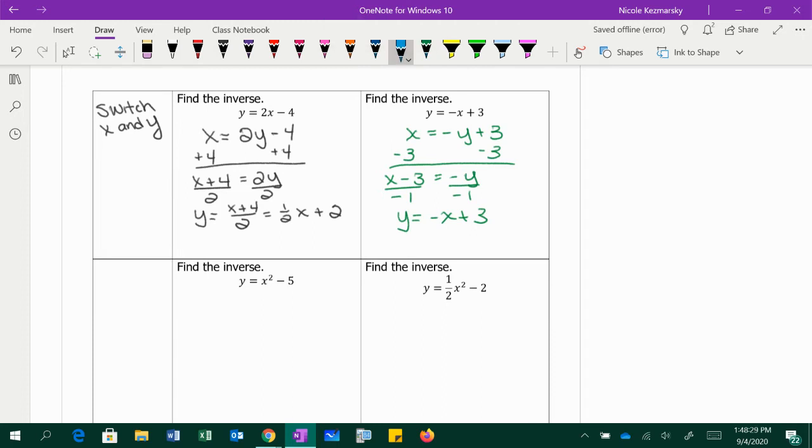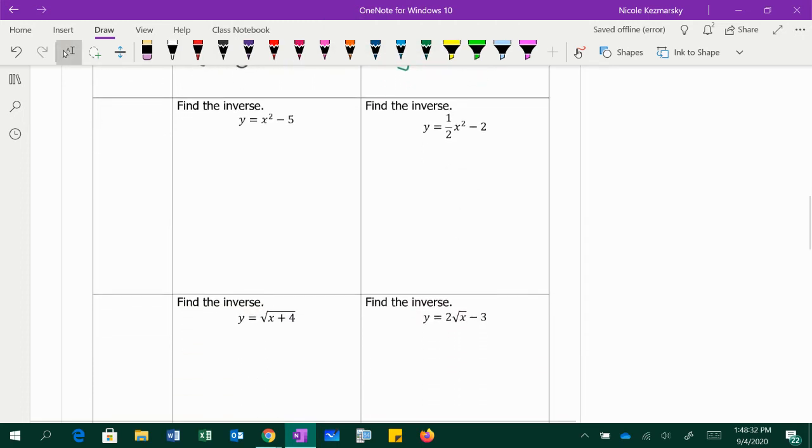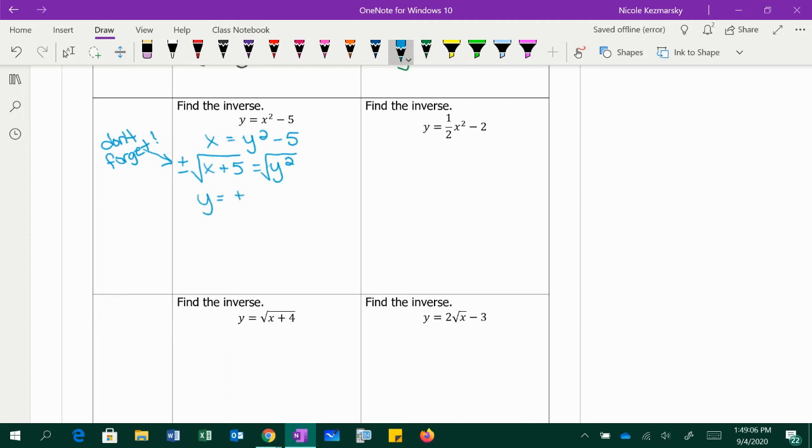Let's try the same process with quadratic functions. So I'm going to make this x equals y squared minus 5. Add the 5. So x plus 5 equals y squared. And then when I have something squared, I'm going to take the square root. Don't forget plus or minus. I'm going to write you a note there. So that says don't forget. So that gives us y equals plus or minus square root of x plus 5.